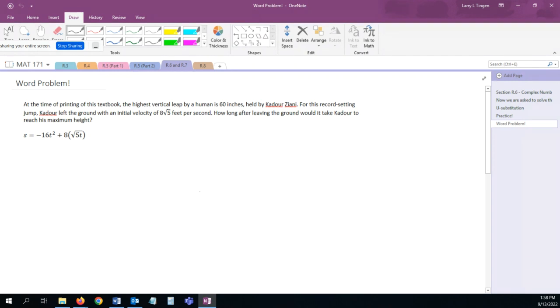Okay, so we're looking for a maximum height here. And what can I do with this? What do I want to know? What does this graph look like? Well, the function here is just telling me the height after t seconds. Let's take a look at the picture.